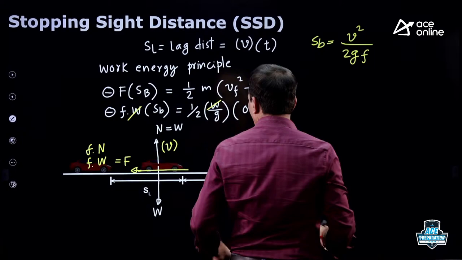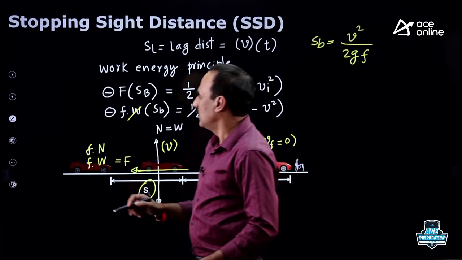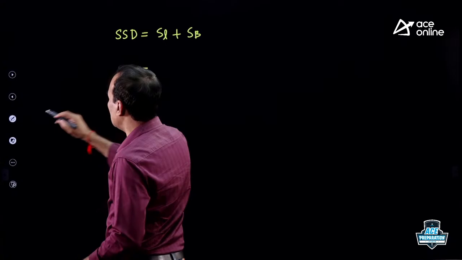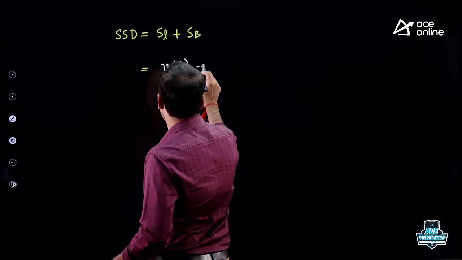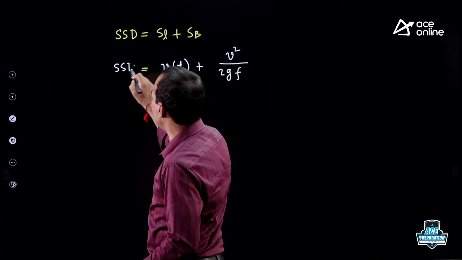So now, what is the stopping sight distance? Lag distance plus brake distance together is our stopping sight distance. Just check up, SSD is equal to lag distance plus braking distance. Lag distance, as you told, it is v into reaction time of driver. Brake distance for a flat road surface, v square by 2gF. So try to remember this equation. This equation is very important from the GATE point of view.